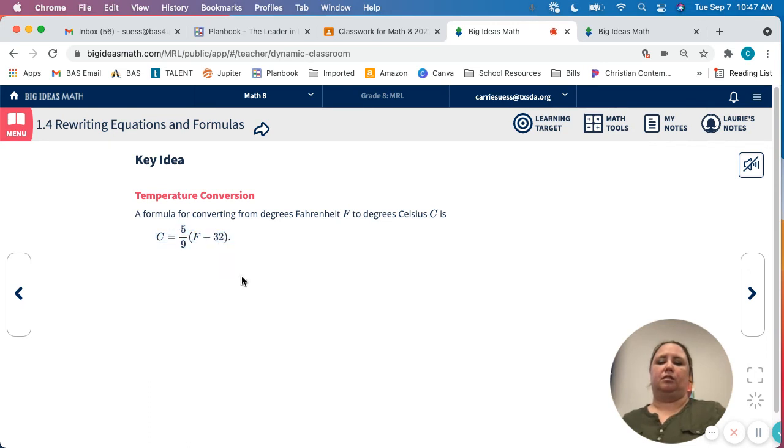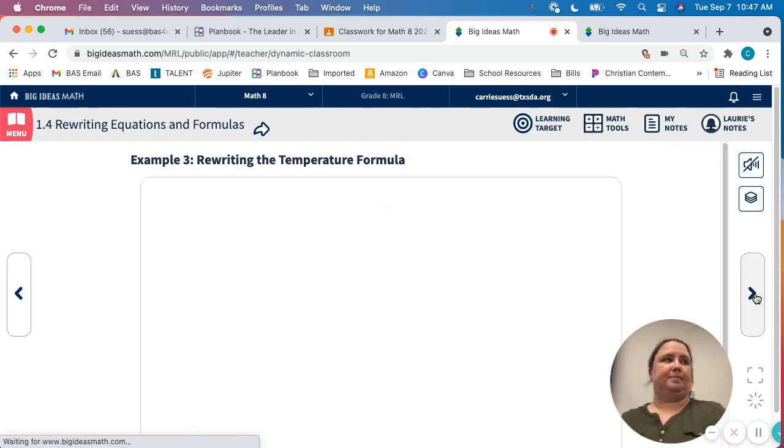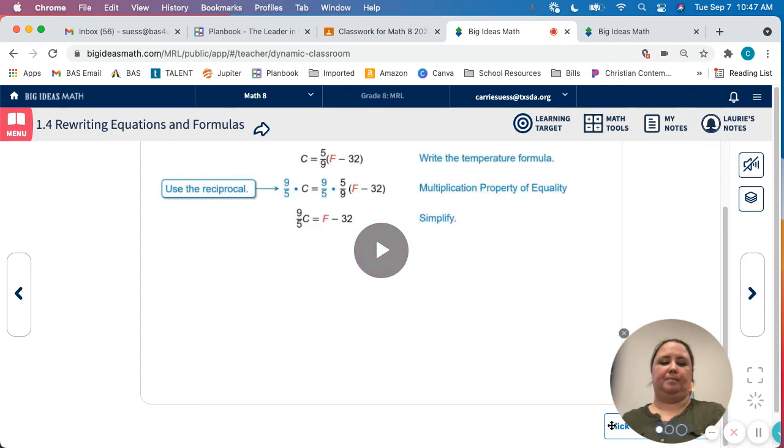Temperature conversion. This conversion you guys will use a lot. If you don't have Celsius, you plug in Fahrenheit to solve for Celsius. If you don't have Fahrenheit, you plug in Celsius to solve for Fahrenheit. It's very handy. Everybody got that? All right, here we go. Example 3.